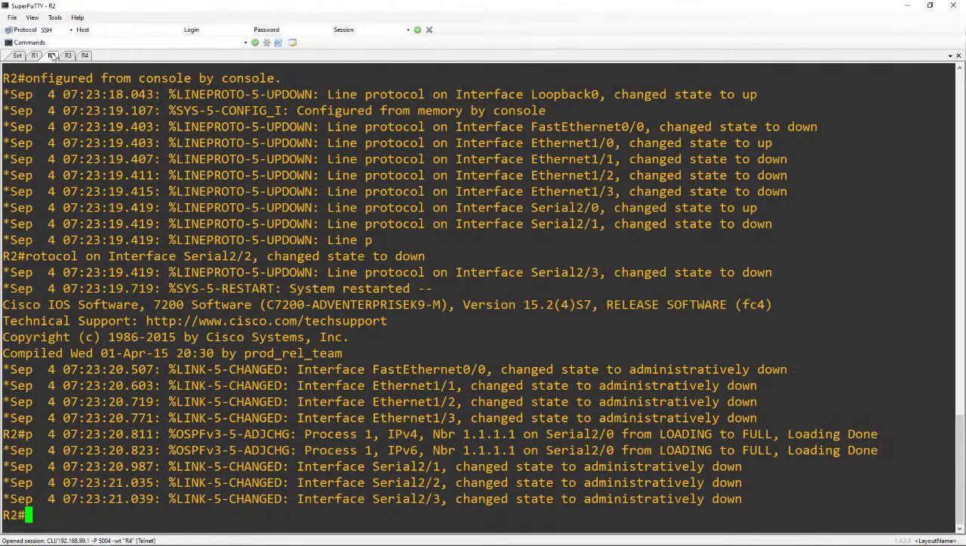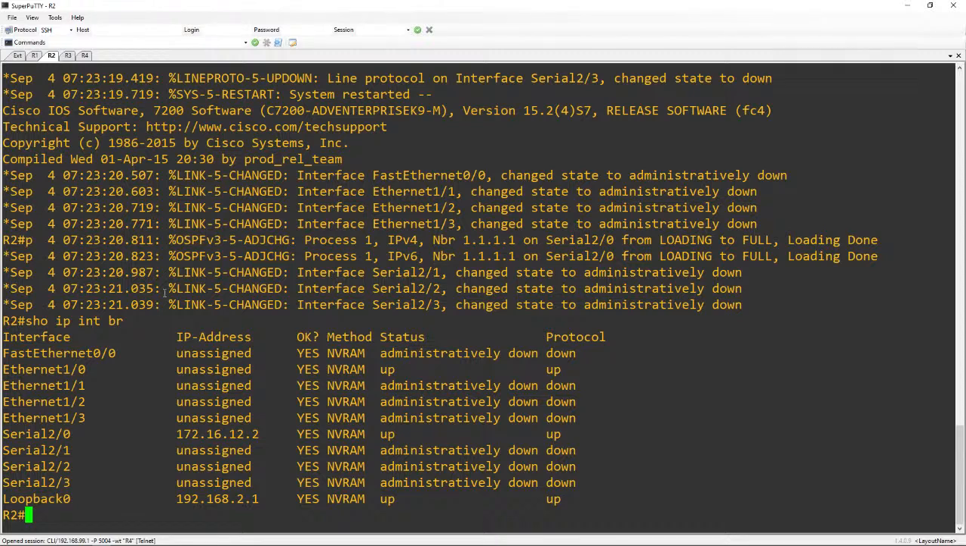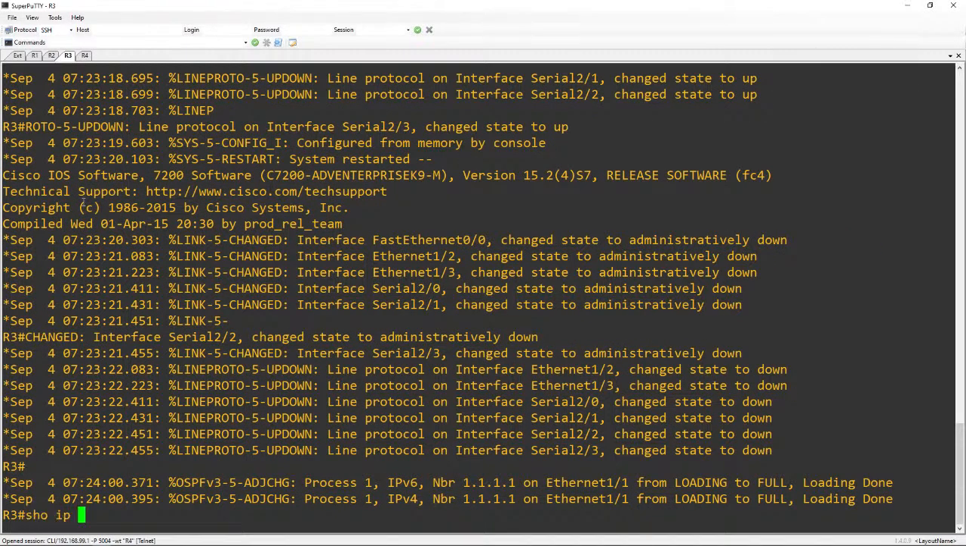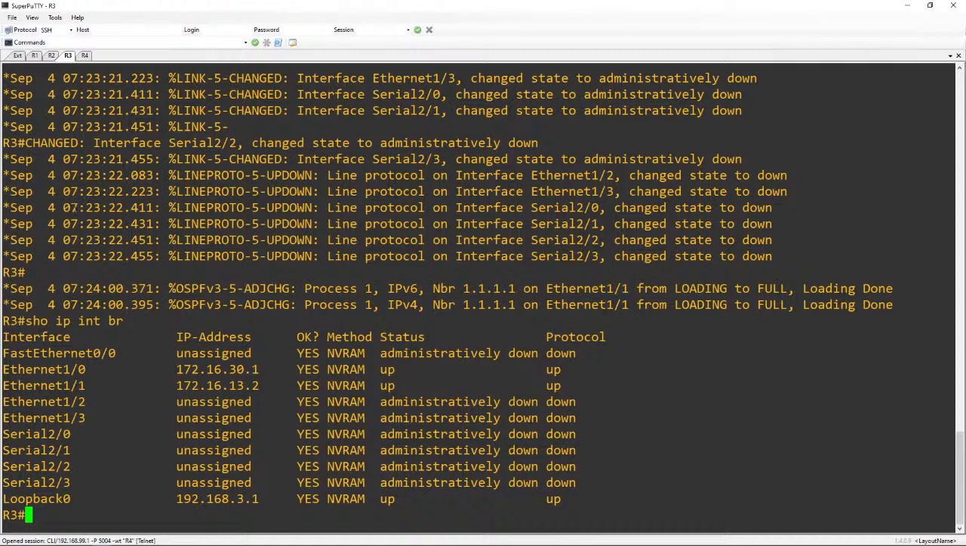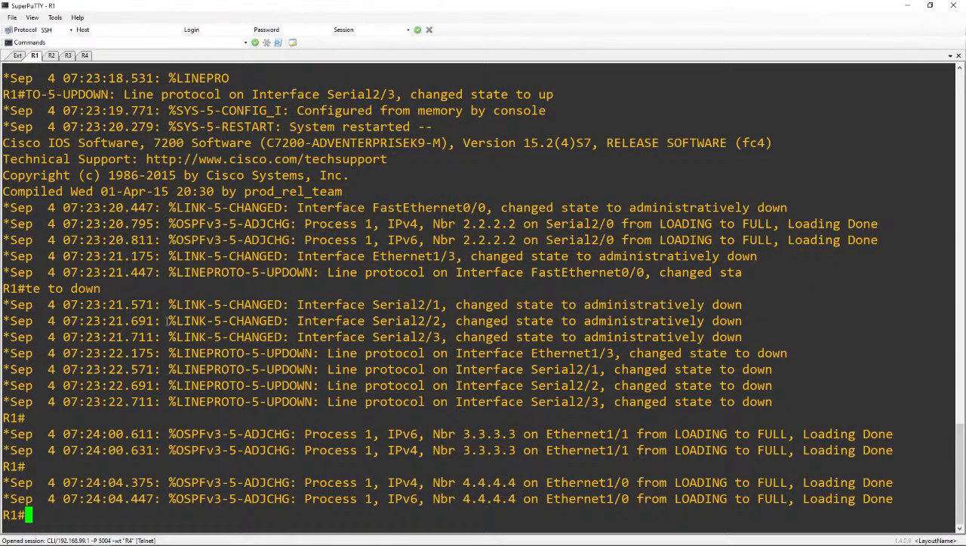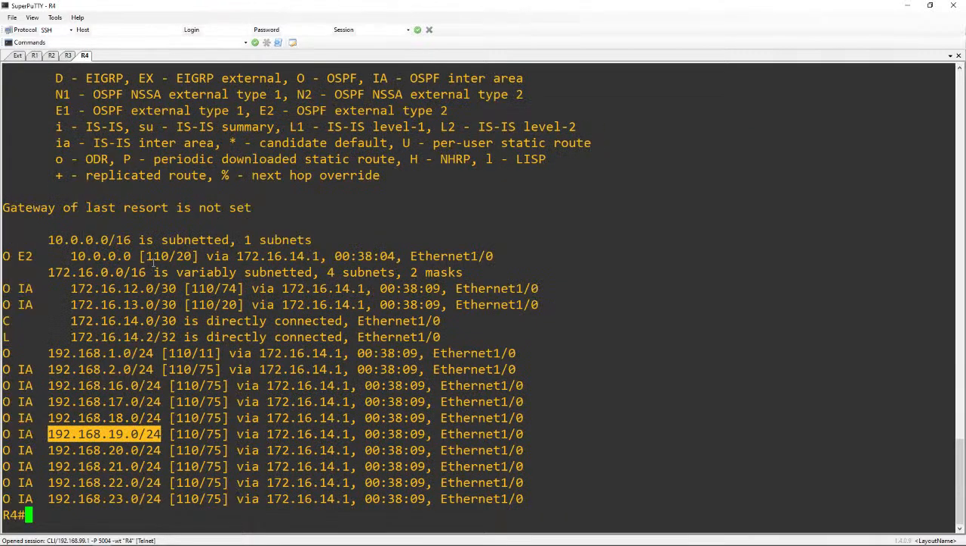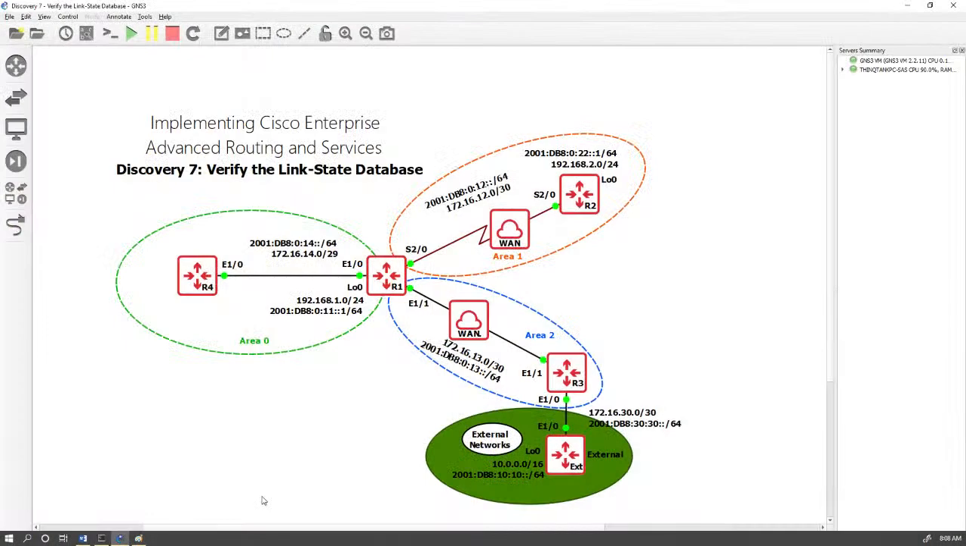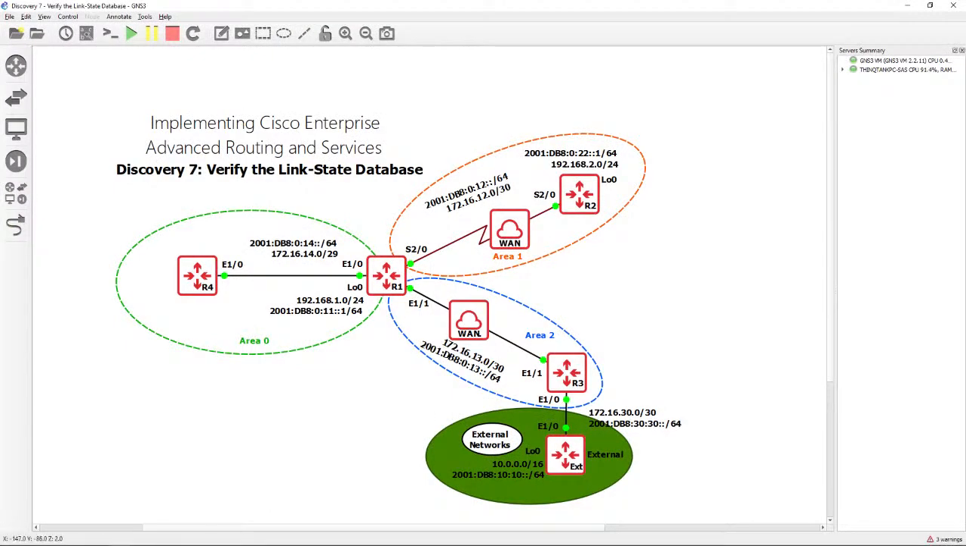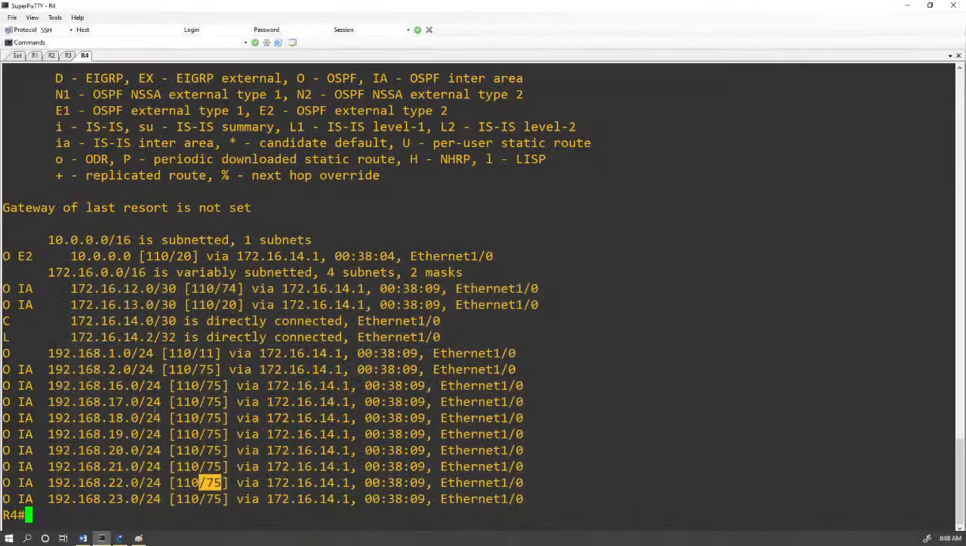I'm guessing that's going to be on router 2. Let me see real quick. No, it's not on router 2. Must be on router 3. Nope. So where are those loopbacks coming from? Let me go back to router 4. We've got 18, 19, 20, 21, 22, and 23. They have a cost of 75, which indicates that that's a serial link. They are coming from router 2.